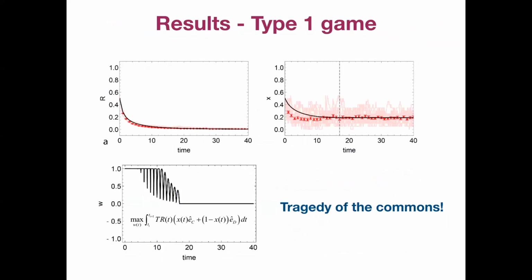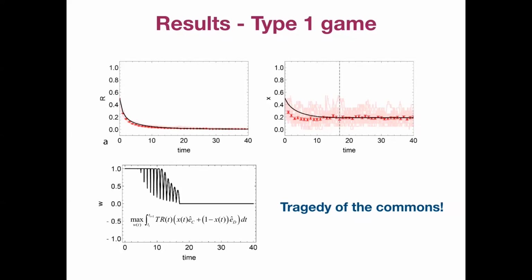So we have a quick convergence to defection. Here 80% of the players defect, just 20% of the players cooperate. The red lines are the different realizations. And in all the cases, the cooperation is not enough to sustain the resources, so we have the tragedy of the commons.